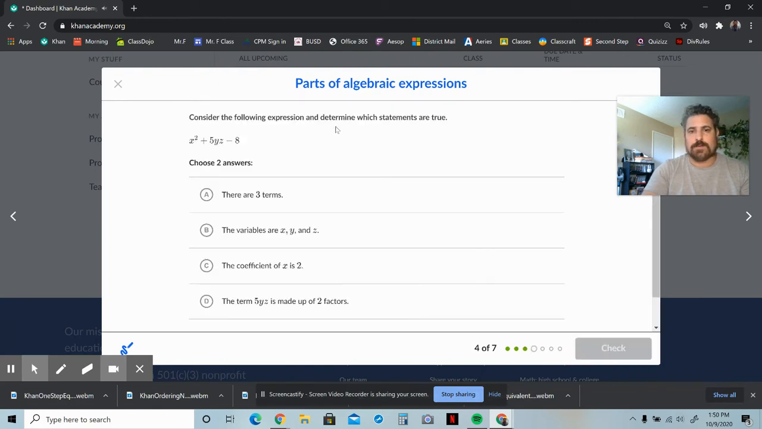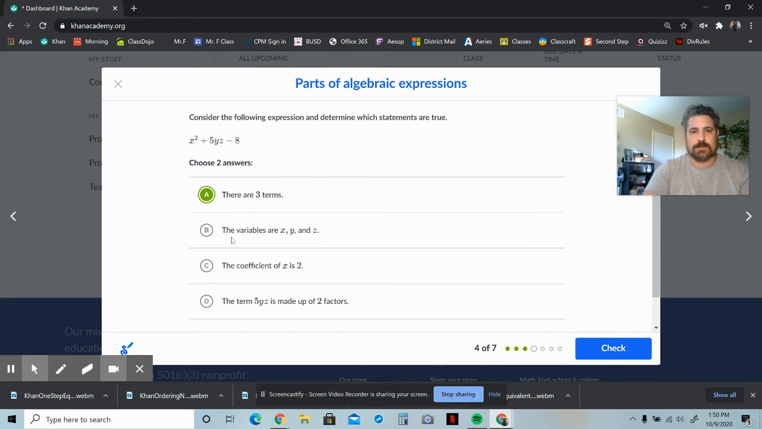Consider the following expression and determine which statements are true. x squared plus 5yz minus 8. Choose two answers. There are three terms. Yes, there's x squared, 5yz, and minus 8. All those are terms, because the minus 8 is actually being added. It's like plus negative 8. So there are three terms. Very true. The variables are x, y, and z. Yeah, there is an x, a y, and a z. I'm not sure how great that is, though, because you might say that's yz because they're together in one term. But this is okay. They're definitely possible.